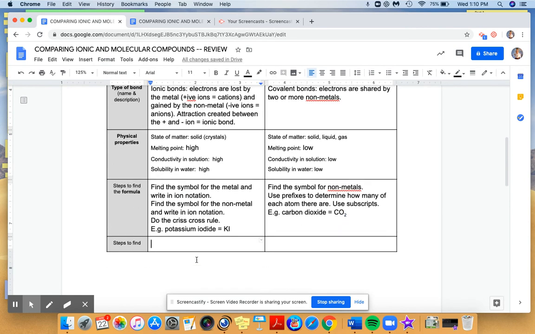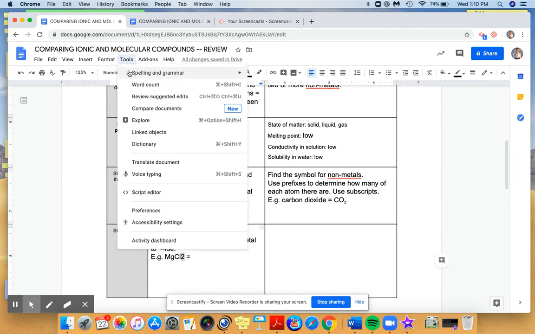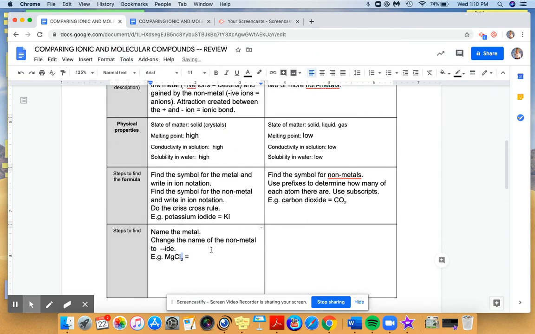Okay, steps to find then the name. So you're going to name the metal in an ionic compound, and then you're going to change the name of the nonmetal to whatever it is in ide. For example, in the example that we had here, again, we'll make sure that all of the subscripts are in here. So MgCl2 ends up being magnesium, that's the metal, and then change the nonmetal to an ide ending.